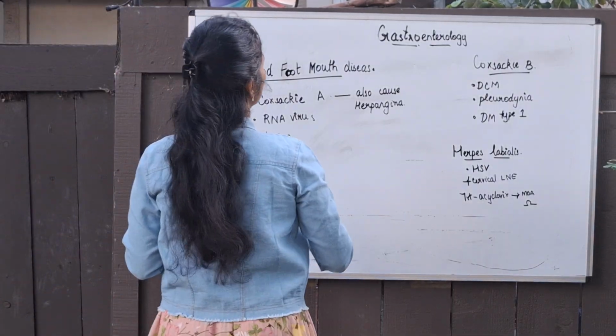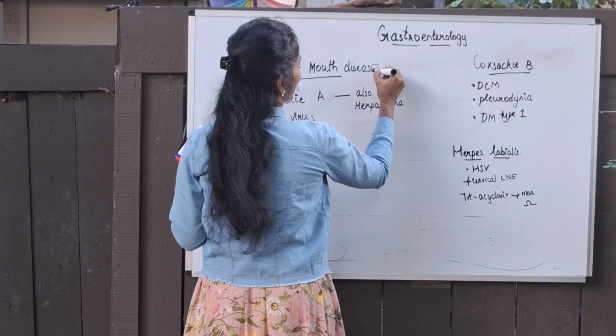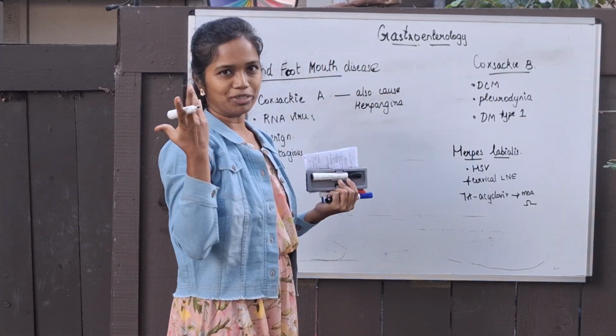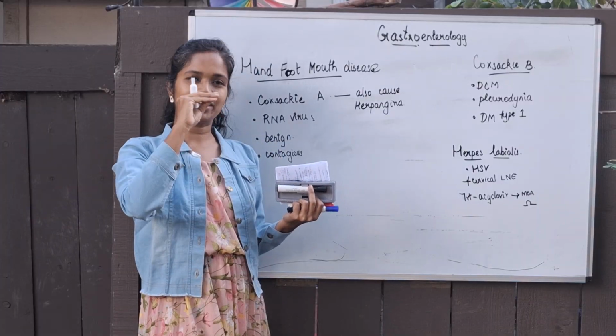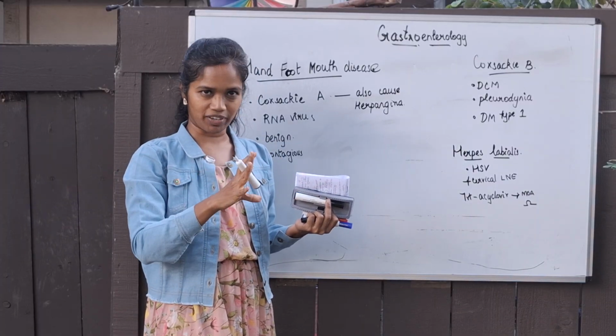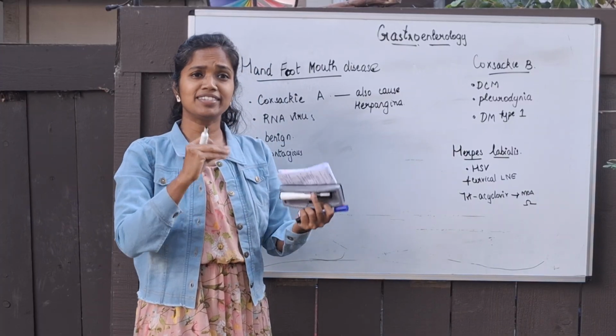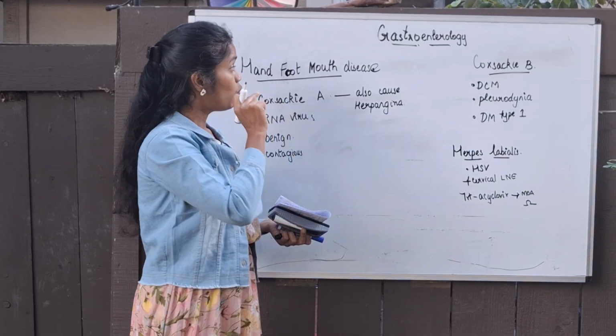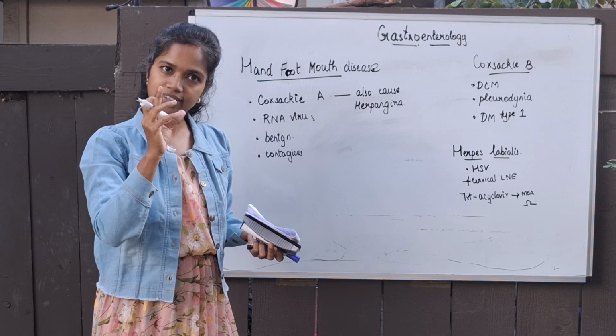Coxsackie A causes the most common, most pathognomonic disease. I just love this disease, hand, foot, mouth disease. So there is nothing much to remember. Here the hand is affected, the foot is affected and the mouth is affected. So when all three are affected, it is hand, foot, mouth disease, and that is caused by Coxsackie A. What is Coxsackie A? Coxsackie A is an RNA virus.